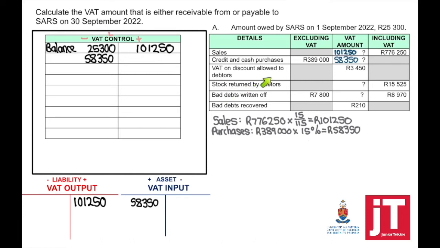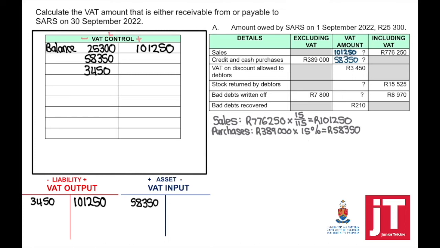VAT on discount allowed to debtors. They provided the figure for me, so there's no calculation involved. VAT on discount allowed to debtors means that there will be a reduction in the amount that we owe SARS. Therefore, VAT output will be debited. If that output is debited, then the VAT control account will be debited.